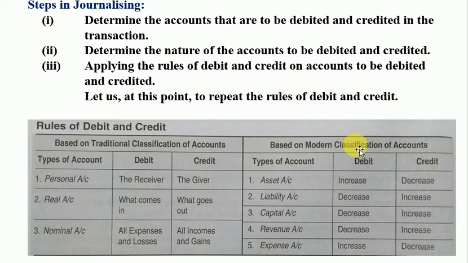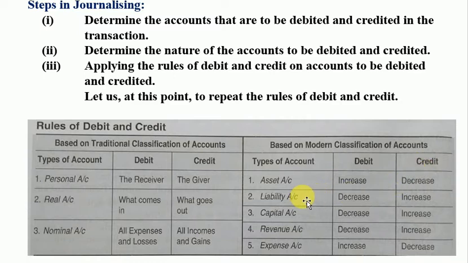Now comes the modern approach. In the modern approach, we have classified the accounts in five types. First one assets, second one liability, third one capital, fourth one revenue, and fifth one, that is expenses. Whenever assets increase, it will be recorded on the debit side, and if assets decrease, it will be recorded on the credit side.